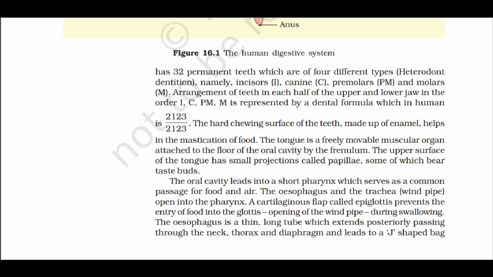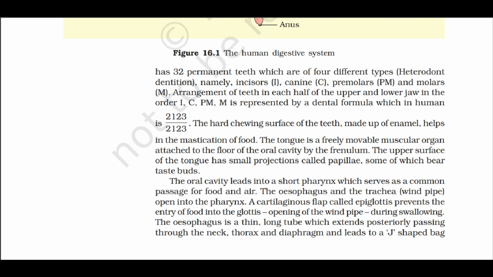The hard chewing surface of the teeth, made up of enamel, helps in the mastication of food. The tongue is a freely movable muscular organ attached to the floor of the oral cavity by the frenulum. The upper surface of the tongue has small projections called papillae, some of which bear taste buds. The oral cavity leads into a short pharynx which serves as a common passage for food and air. The oesophagus and the trachea, windpipe, open into the pharynx. A cartilaginous flap called epiglottis prevents the entry of food into the glottis, opening of the windpipe, during swallowing.